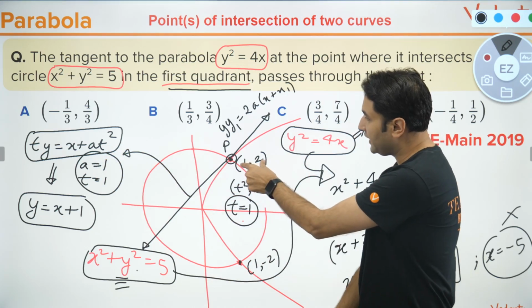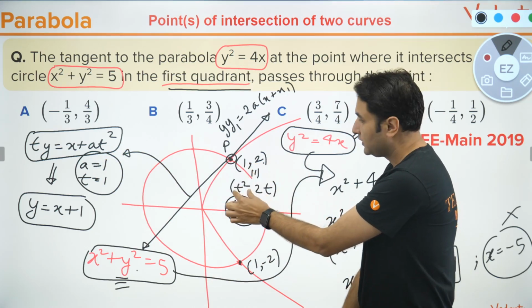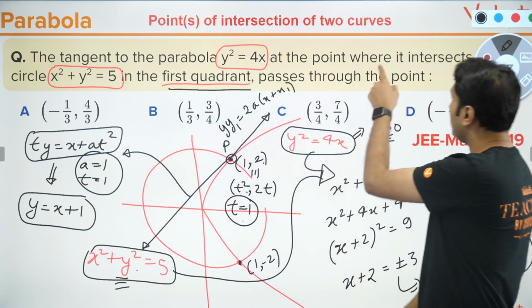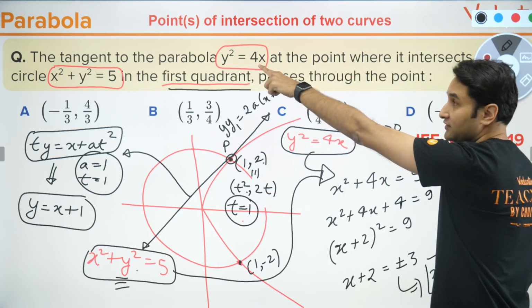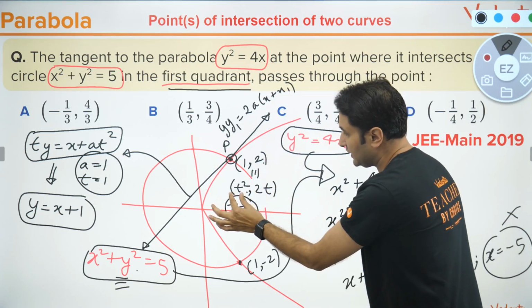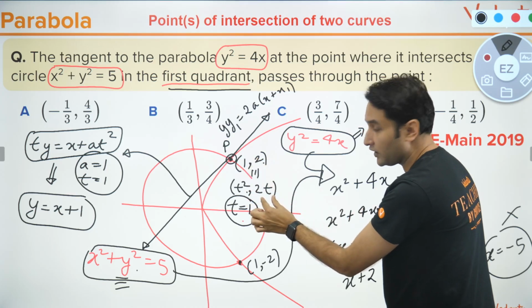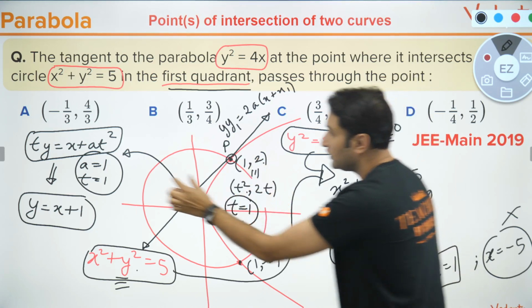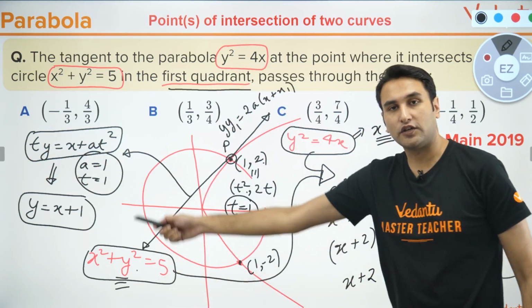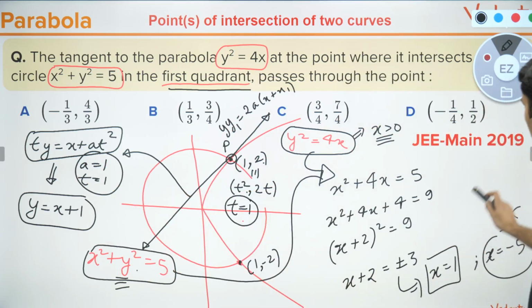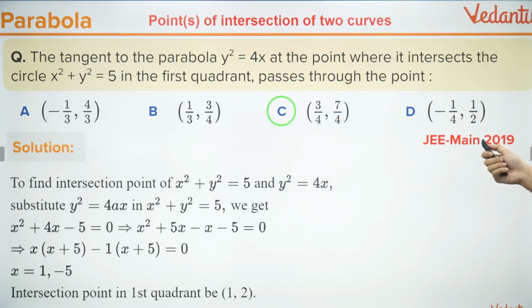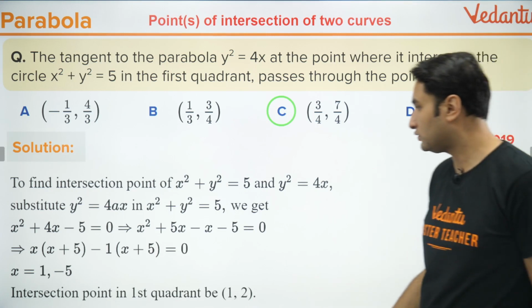So this point is at square comma 2at. A is 1, 4ax, A is 1. So t square, 2t. T कितना हो गया? 1. In this put t is equal to 1. You get the equation of the tangent. That's it. ठीक है? Cool. So this is a simple problem. This is all that you need to do.